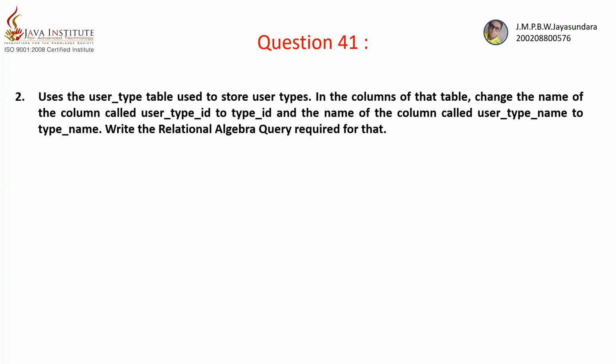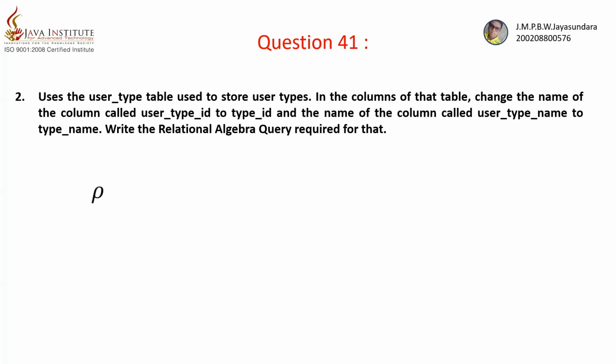So this is our second question. It says the user type table is used to store user types. In the columns of the table, change the name of the column called user type ID to type ID, and the name of the column called user type name to type name. Write the relational algebra query required for that.